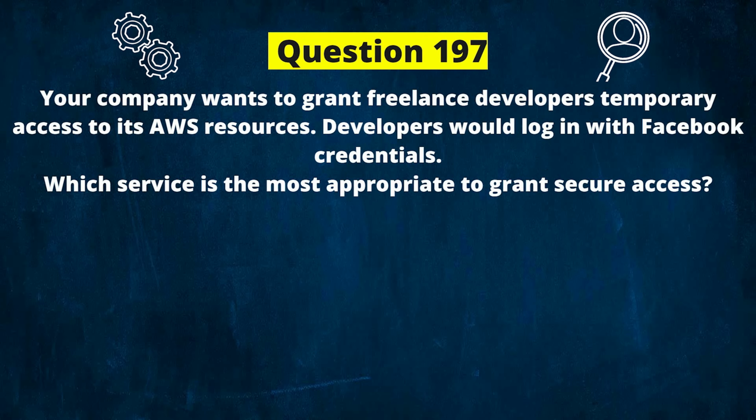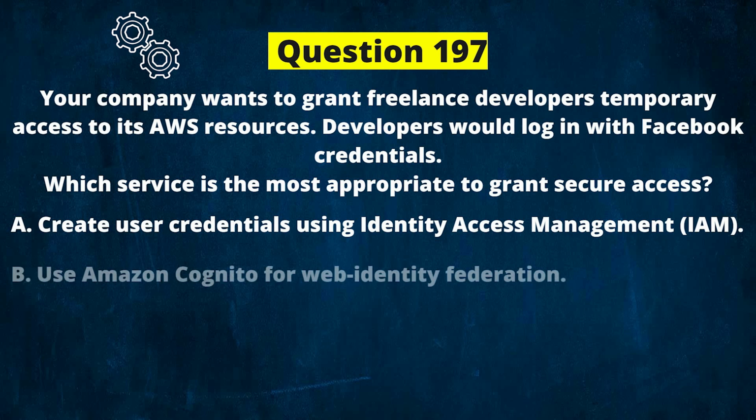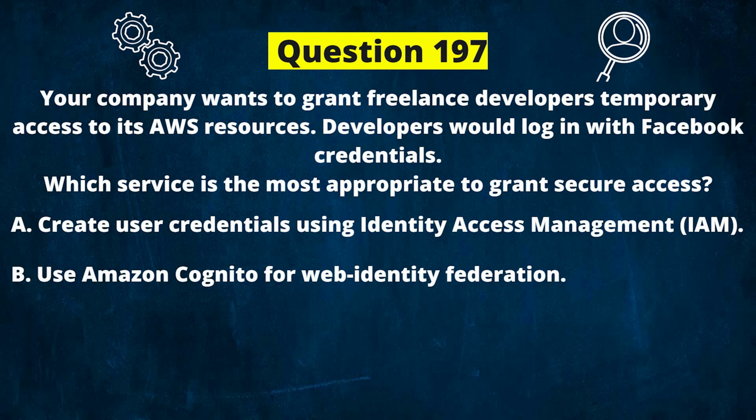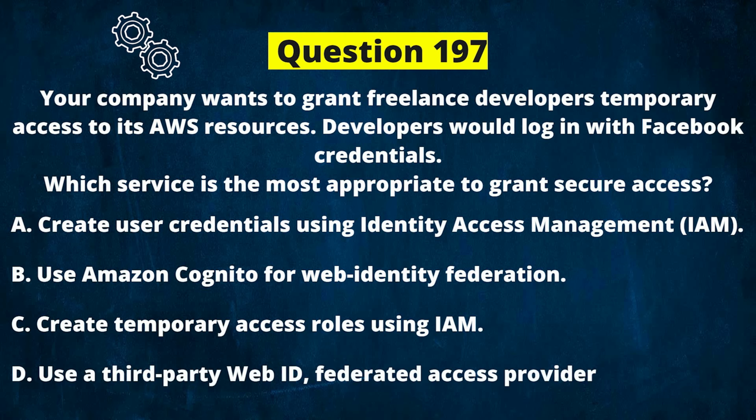Next question. Your company wants to grant freelance developers temporary access to its AWS resources. Developers would log in with Facebook credentials. Which service is the most appropriate to grant secure access? And the options are A. Create user credentials using identity access management. B. Use Amazon Cognito for web identity federation. C. Create temporary access roles using IAM. D. Use a third-party web ID federated access provider.